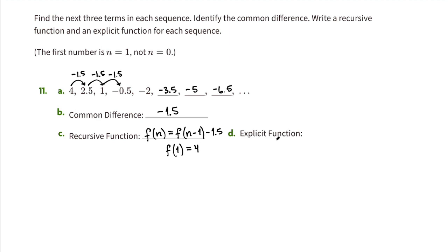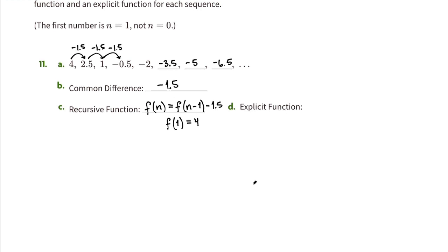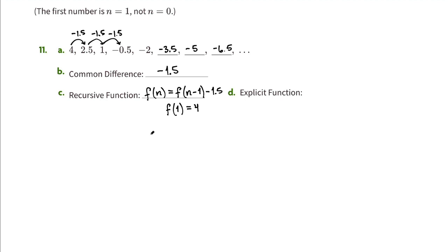Finally, for our explicit function, if we look at a table of values, we can find that fairly easily. For n being the term number, and f of n being the value of the term, if we look at the first few terms, 1, 2, 3, and 4, well, the first term is 4. The next term, I'm not going to write it as 2.5. I'm going to write it as 4 minus 1.5.